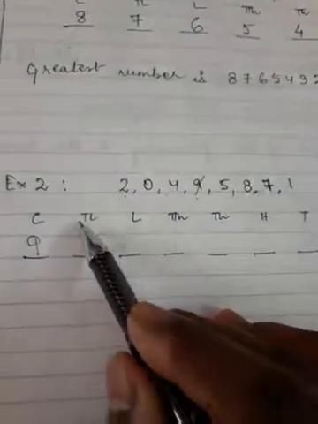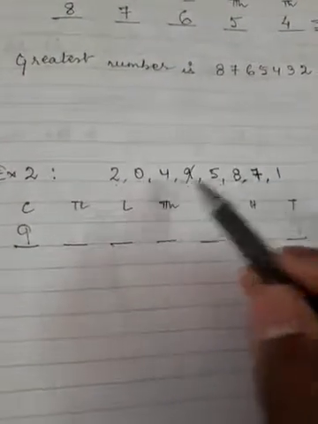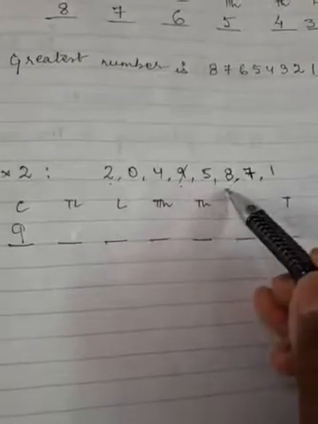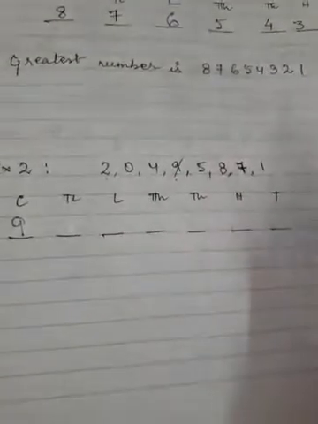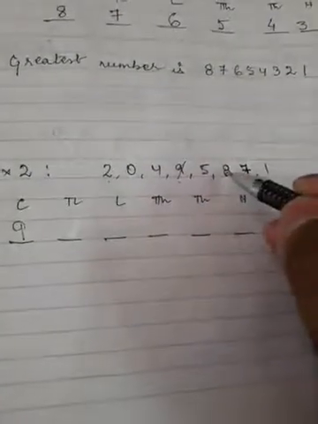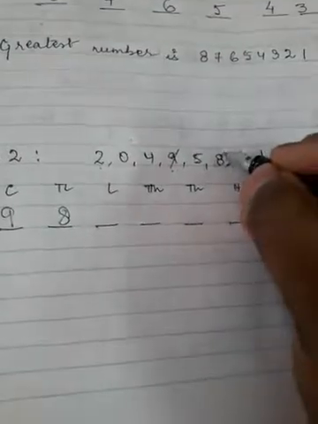Next, 10 lakh. Okay. So 20 lakh, 40 lakh, 50 lakh, 80 lakh, 70 lakh, 10 lakh. Which one is greater? 80 lakh is greater. So I'll write 8 here, and I'll cancel it from here.